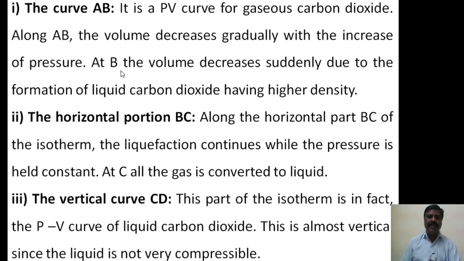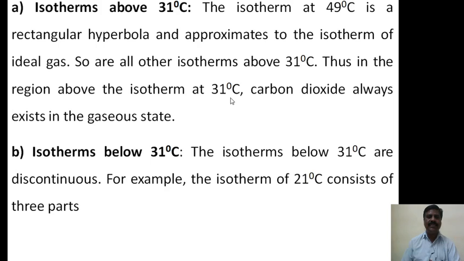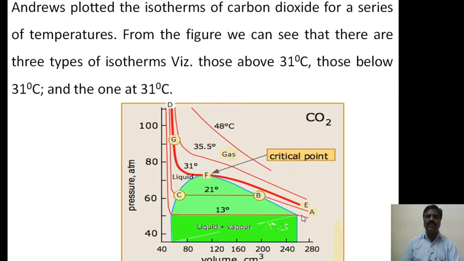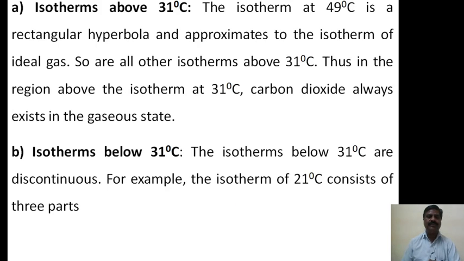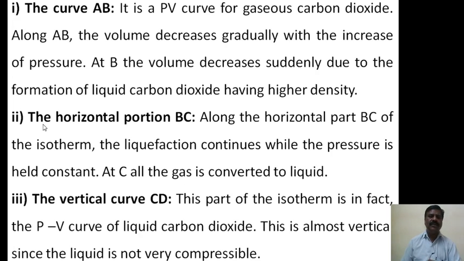At point B, the volume decreases suddenly due to the formation of liquid carbon dioxide having a higher density. You see, it decreases gradually and then suddenly decreases, and it converts into a liquid state at this pressure. The pressure remains constant but it becomes a liquid, due to the high density of the gas molecules. Then the horizontal portion is BC.